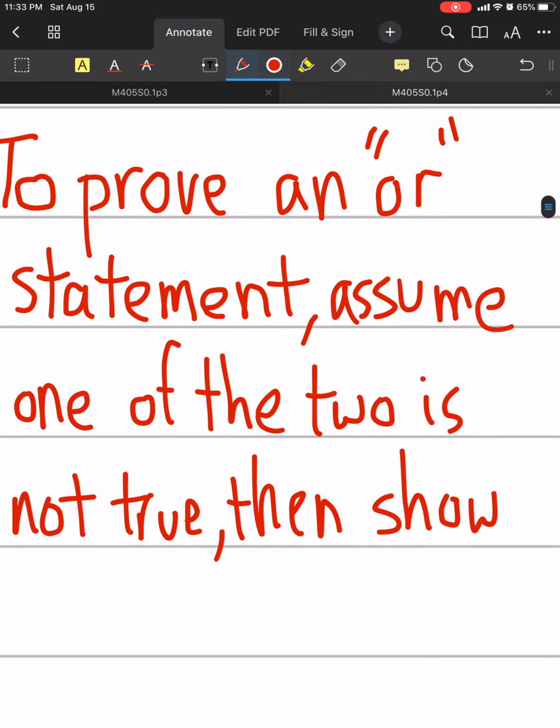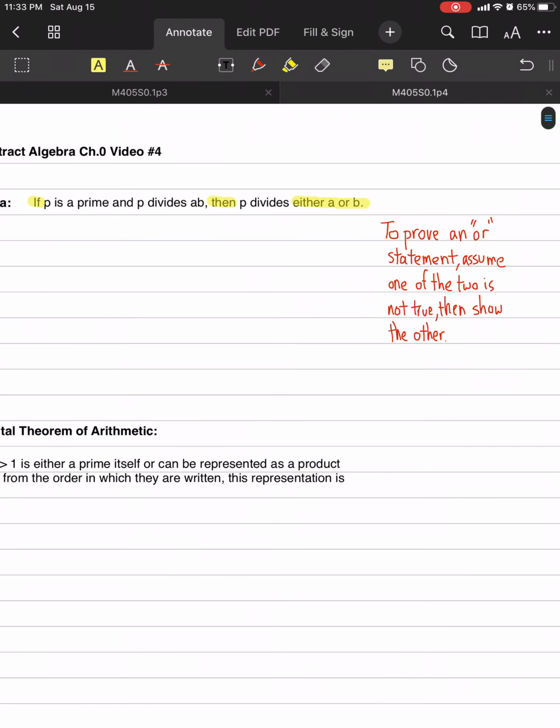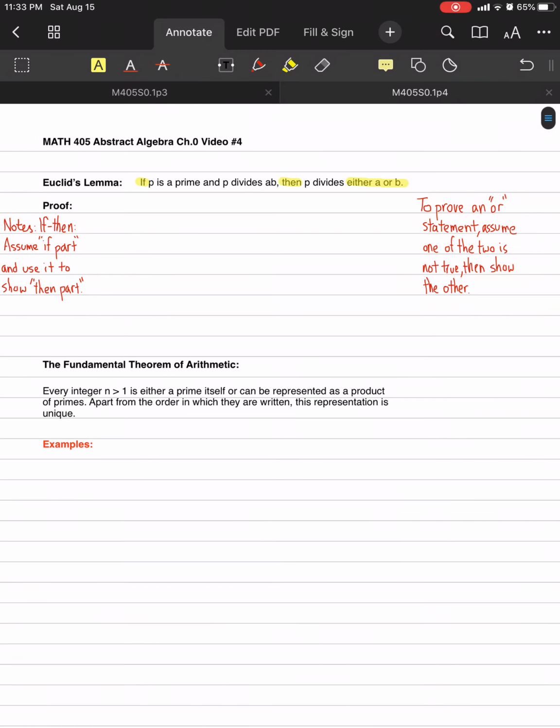And you might look at this and think, that sounds a little bit like proof by contradiction. And it is like that for a reason. You can actually rephrase this as proof by contradiction. So both of these things here, how you prove if-then statements and proving or statements, these are notes that'll work for theorems in general.